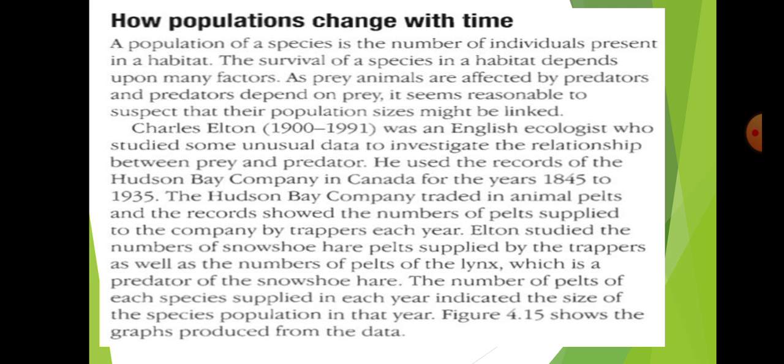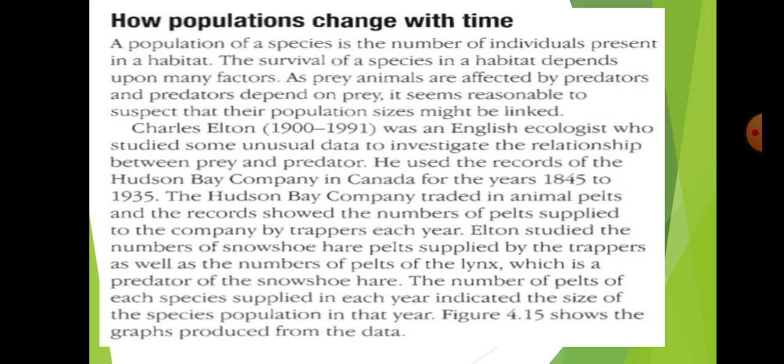How does population change with time? A population of a species is the number of individuals present in a habitat. The survival of a species in a habitat depends upon many factors. As prey animals are affected by predators and predators depend on prey, it seems reasonable to suspect that their population size might be linked.